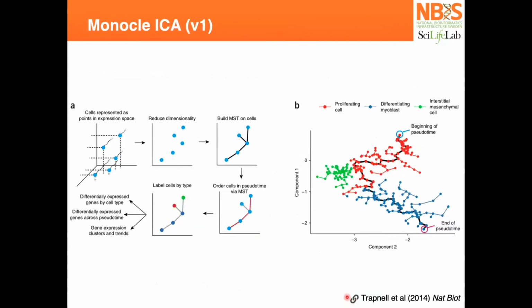This is basically the definition of the first trajectory paper, using Monocle. You have independent components 1 and 2 on ICA, and then you find the minimum spanning tree that connects all cells in your data. Then you can also find the bifurcation of the different cell types there.